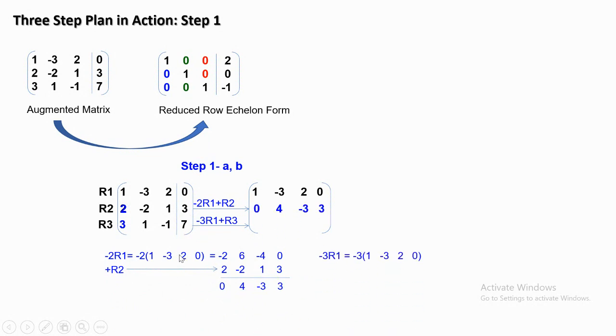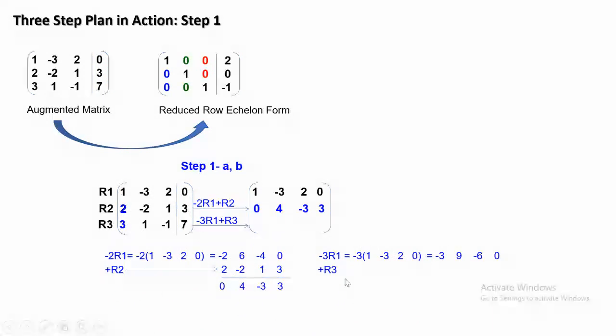Okay. Now I'm going to do the second part of step 1. Negative 3 row 1, right? Negative 3 times row 1 will give me negative 3 times everything in row 1: 1, negative 3, 2, 0. That's what's here. So it'll give me negative 3. Negative 3 times negative 3 will give me 9. Negative 3 times 2 will give me negative 6. And negative 3 times 0 will give me a 0.